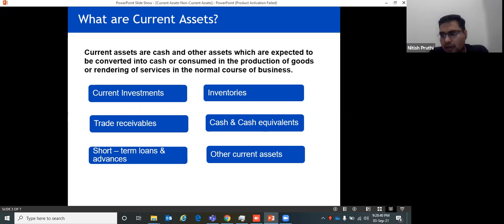So let's say you are a manufacturing unit. There is some stock you're having in the form of raw material. There is some stock you're having in the form of finished goods. But there will also be some stock which is neither in the form of raw material nor finished goods, which is in the process of manufacturing. That is also called semi-finished goods. So that is also part of current assets.